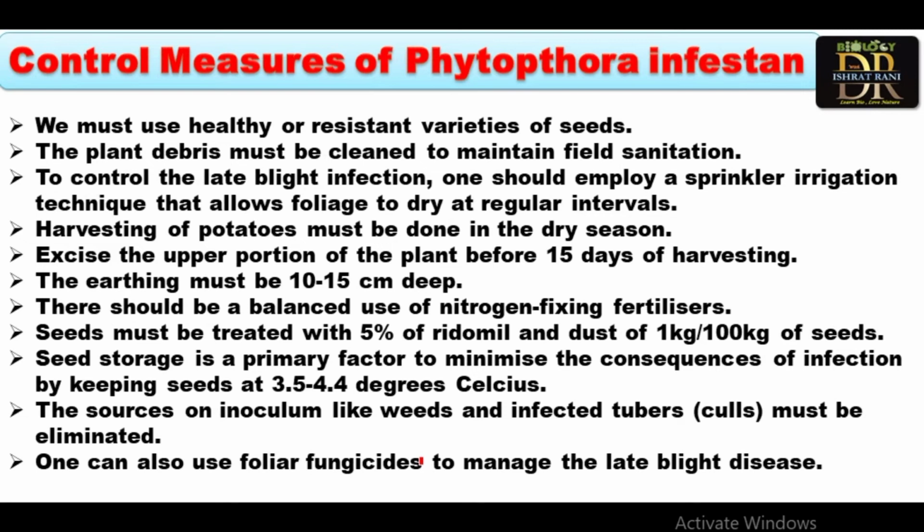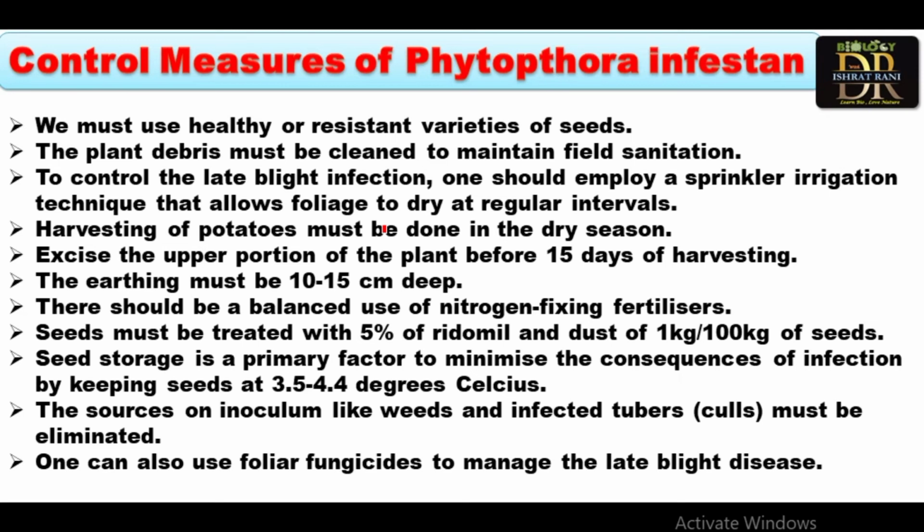So how can you control the disease of Phytophthora infestans? By selecting resistant varieties of seed. The plant debris must be cleaned and field sanitation maintained. To control late blight infection, one should use a sprinkler irrigation technique. It means you will use a very small quantity of water, which will allow the foliage to dry, and due to regular intervals there will be the lowest chance of that disease, because Phytophthora infestans is a water mold, so it requires water as well as a cool temperature.